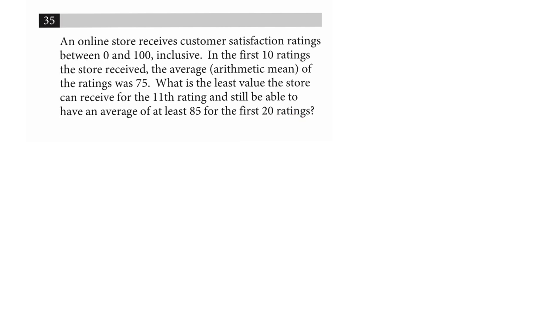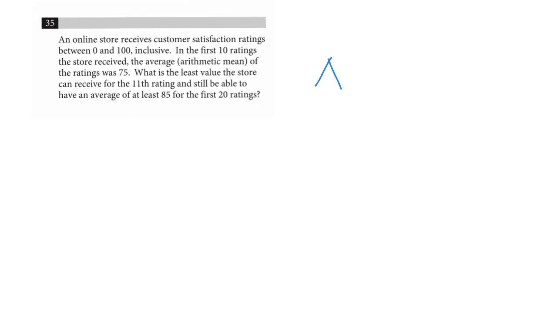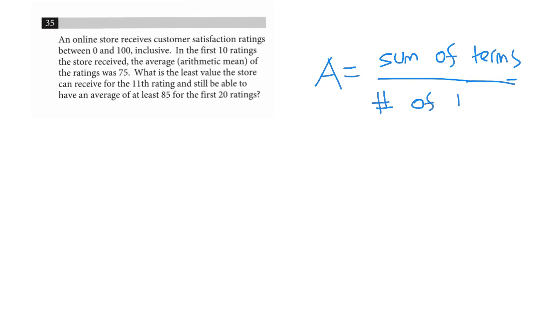All right, so basically we're going to have to use the average formula. Now the average formula is this. Average equals sum of terms all over the number of terms. So we know for sure that we're shooting for an average of at least 85, right? And we're also asking ourselves, what is the least value the store can get for the 11th rating? There's going to be 20 total ratings and still be able to get an average of at least 85.